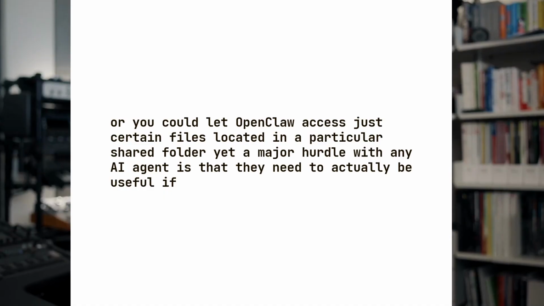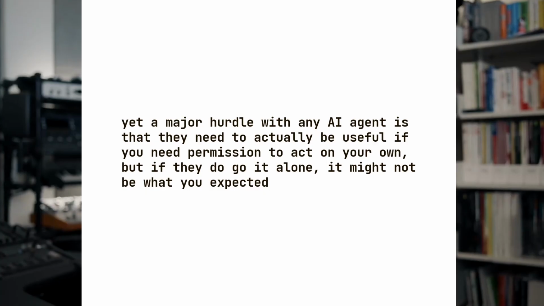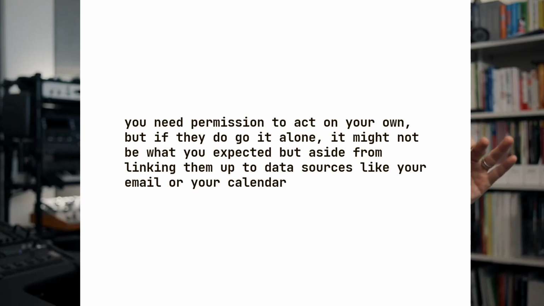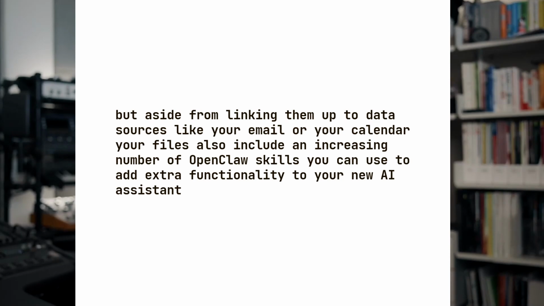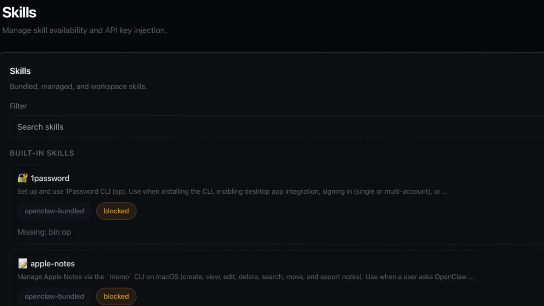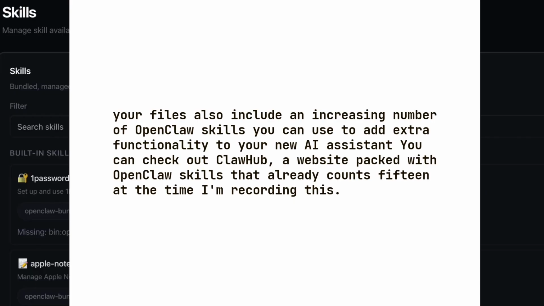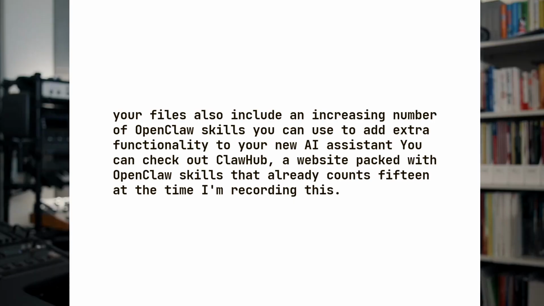Yet a major hurdle with any AI agent is that they need to actually be useful. If you need permission to act on your own, but if they do go it alone, it might not be what you expected. But aside from linking them up to data sources like your email, your calendar, or your files, there are also an increasing number of OpenClaw skills you can use to add extra functionality to your new AI assistant.